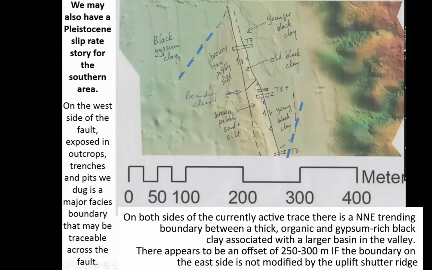Similarly, down in the south where we have our ridge here, we've noticed that there's a boundary. There's black gypsum clay all exposed in this area and in this area. But in between here, it's the sediments that I showed you. And there appears to be an offset of that boundary that's about 250 to 300 meters. And we have ages of these sediments, as I showed you. So we think we can get a slip rate possibly here as well, but we don't have the results yet.